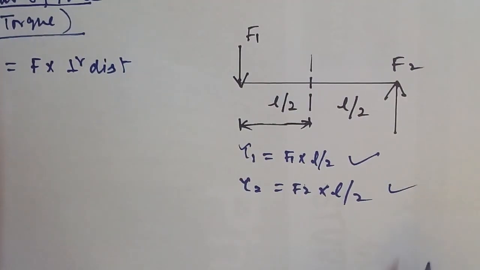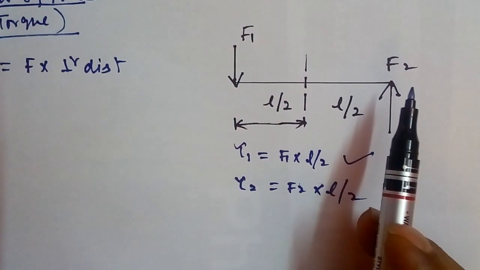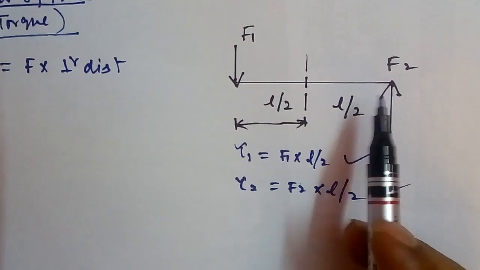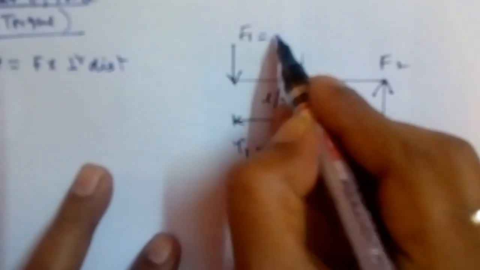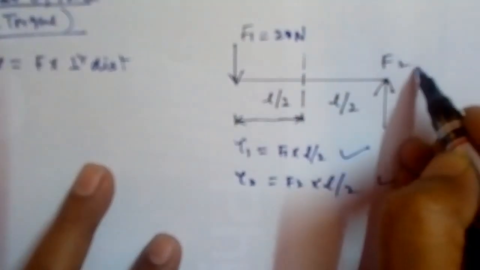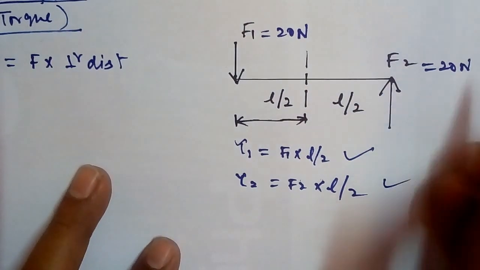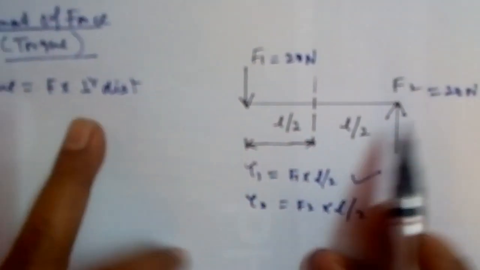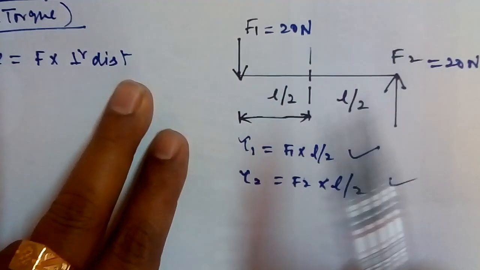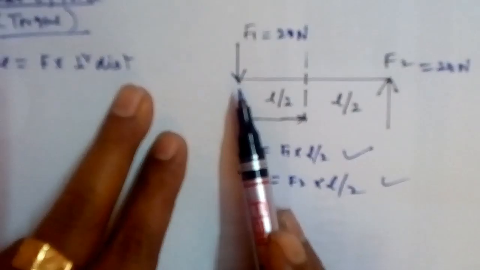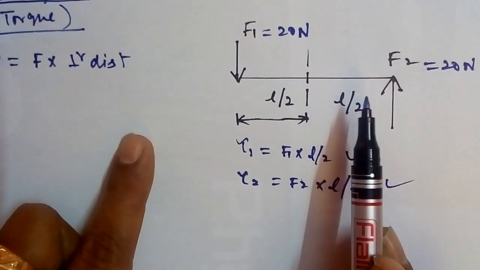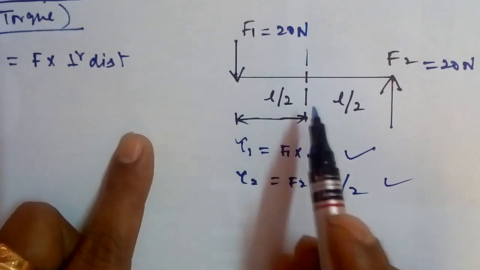Now if the magnitudes of the forces, F1 and F2, are equal, in that case the entire system will be in equilibrium. Suppose we apply F1 equal to 20 Newton and similarly F2 equal to 20 Newton. In that case, of course, there will be no turning effect since the magnitude of force is the same and the distance from the axis of rotation is also the same. So we will not have any net torque. The system will be in equilibrium.